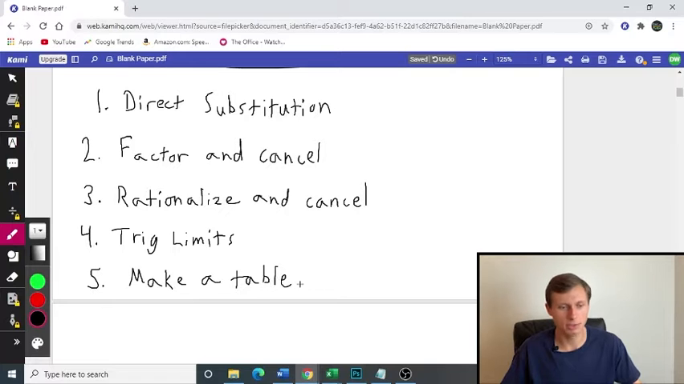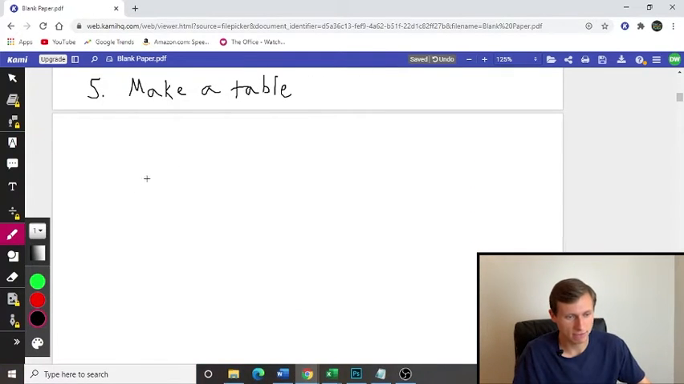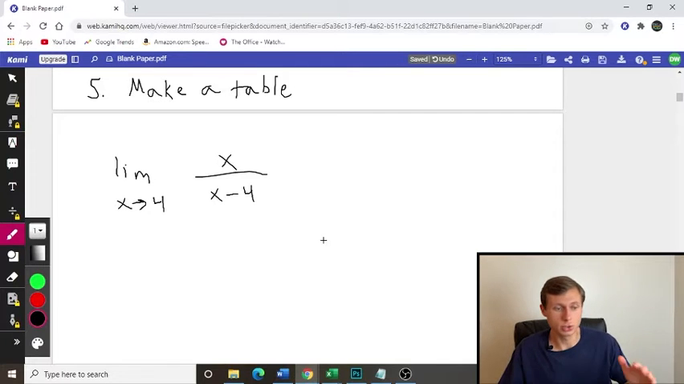We have to make a table of values with values close to the value that's not working out, and we pretty much just go from there. So let's just look at an example of this. Let's say I have the limit as x approaches 4 of x over x minus 4. Okay? Here we use direct substitution. We're getting 4 minus 4 in the denominator. We get 0. That's not going to work out.